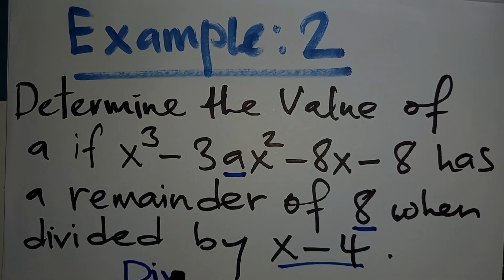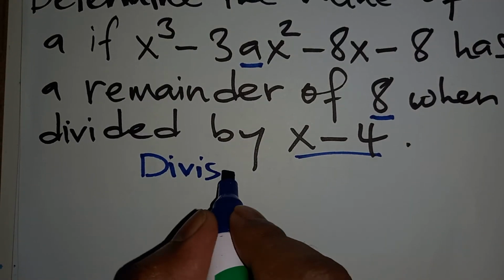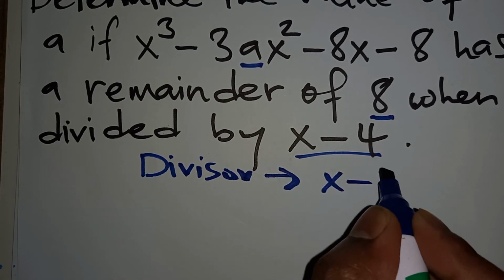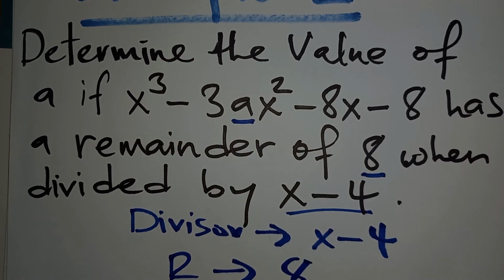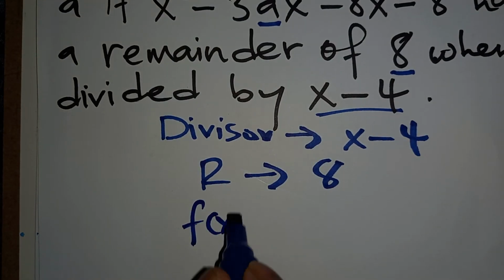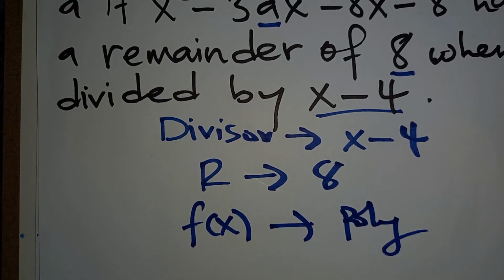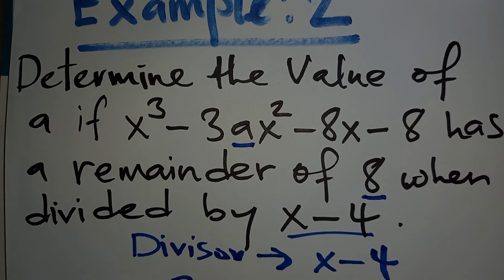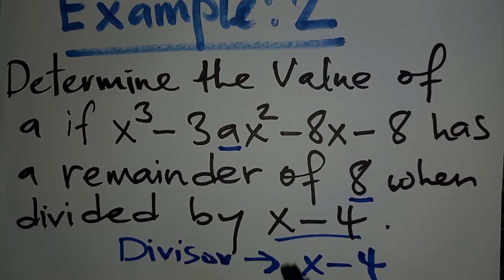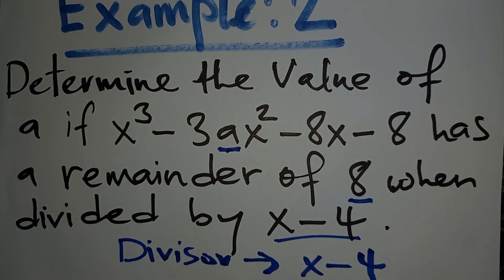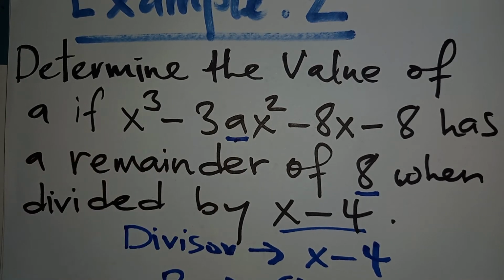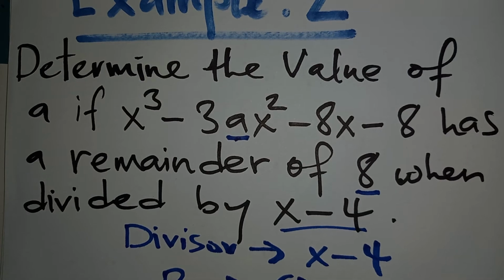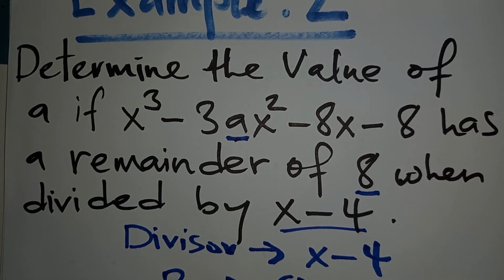You have the divisor. Let me just write it down. You have the divisor as x minus 4. You have the remainder here as 8. And you have the polynomial, of course, there. So all of this is the polynomial, right? So this time there's a part missing from the polynomial, right? That is what you have to find. The same process will be carried out here, right? But we are just finding the value of a. Okay, so let's do this using the same concept.